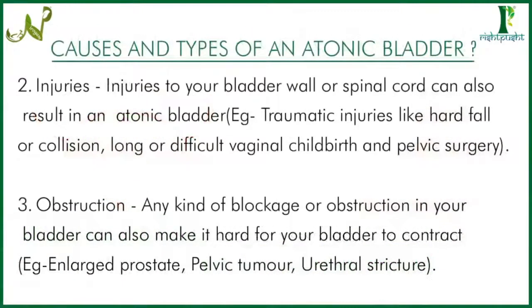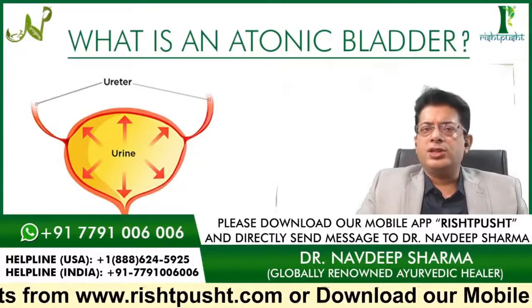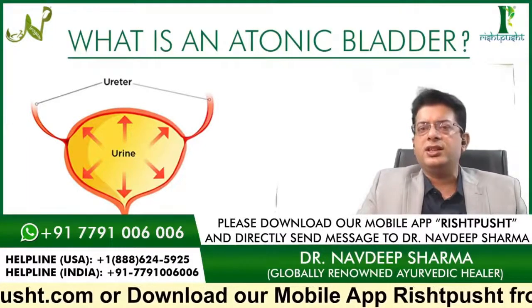Along with this, there can be injuries, and obstruction which can be due to an enlarged prostate, pelvic tumor, or urethral strictures. All these things can cause flaccidity of the bladder muscles, as a result of which the urine may not pass out. Now when we talk about the symptoms, these are the reasons we just discussed, and these reasons then result in the symptoms.